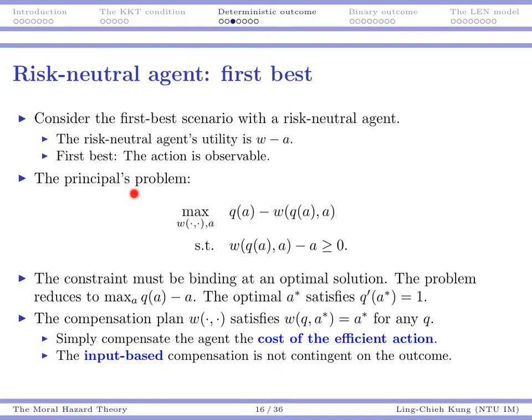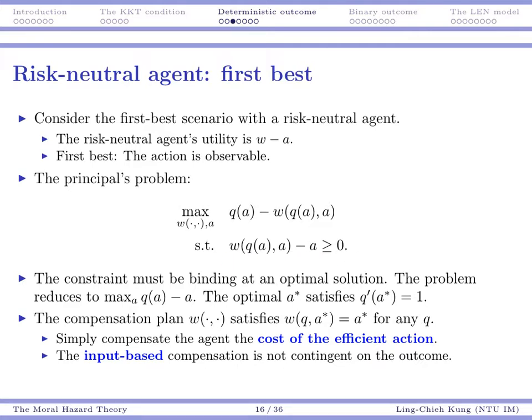So the principal's problem is here. The principal can choose action level, okay, because the effort is observable. So the principal can decide, can write that effort level into the contract. And then the principal can pay the agent according to the hard working and the outcome. So the function would be like this. The agent needs to get this to be non-negative.